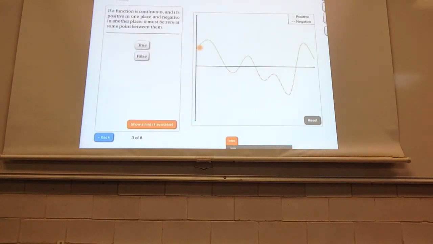At this point, you should try making your own function by dragging your finger across this graph. So the next question here is, if you have a function that's positive in one location and negative in another location, does the function, if it's continuous, have to be zero at some place between them? Here it's true, but is it true in general?